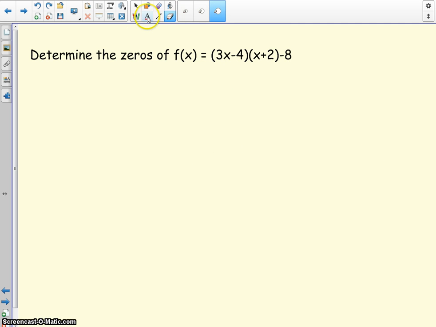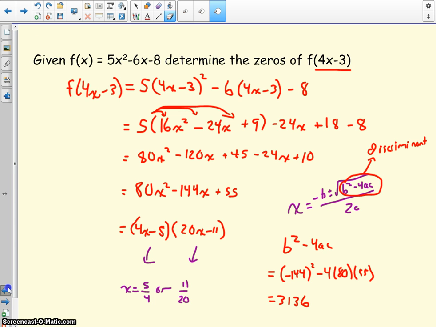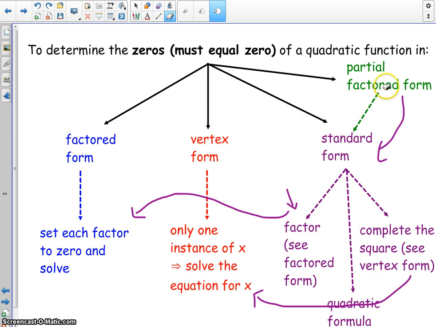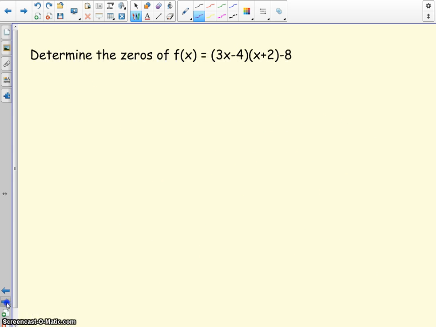What we actually need to do here, if we think back to our flow chart, we have partially factored form. What we probably want to do here is expand it and simplify using an array, put it into standard form, then we can have a whole bunch of other tools at our disposal. So let's give that a try. I'm actually going to let you try that one on your own. So put this into standard form, expand it and simplify, and then use whatever the appropriate method that you think is best to find the zeros from there. So pause it for now and push play when you're ready to see the answer.